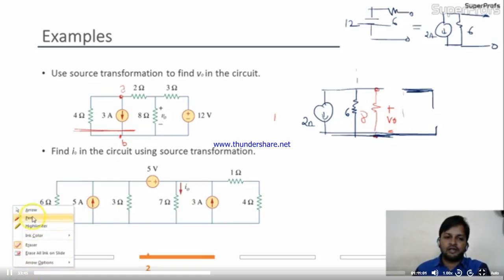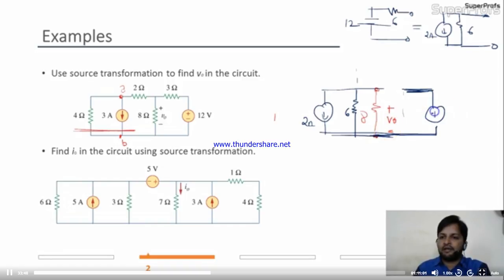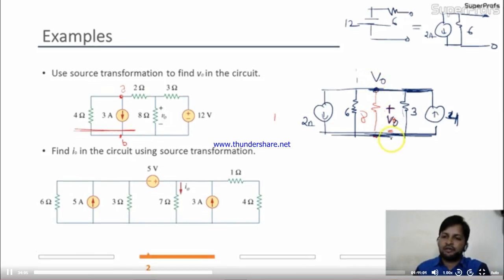Your new circuit is like this: this is 3 ampere, this is 4 actually, and this is 3 ohm. The new circuit is like this. Now here the voltage is V0. See, this V0 is nothing but the voltage across this point. Now apply the KCL simply. So you'll get V0 by 6, V0 by 8, V0 by 3, 2 ampere is outgoing current, 4 ampere is incoming current, equal to 0.